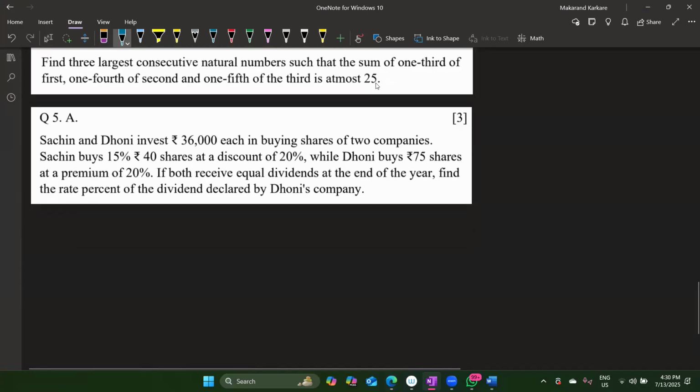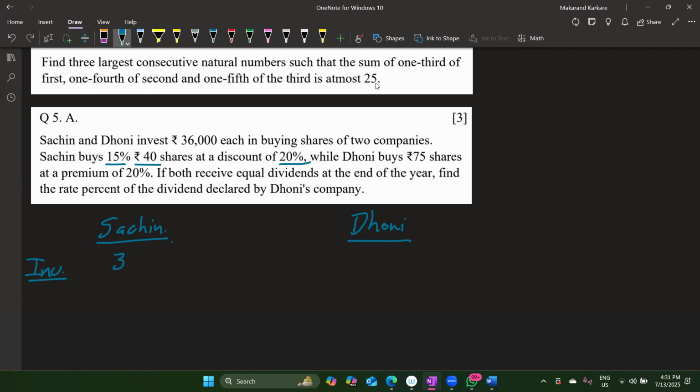So let us do it side by side. Sachin, Dhoni. So shares of two companies, Sachin buys 15%, rupee 40 shares at discount of 20. Okay, in both cases, investment that they made is same, 36,000.